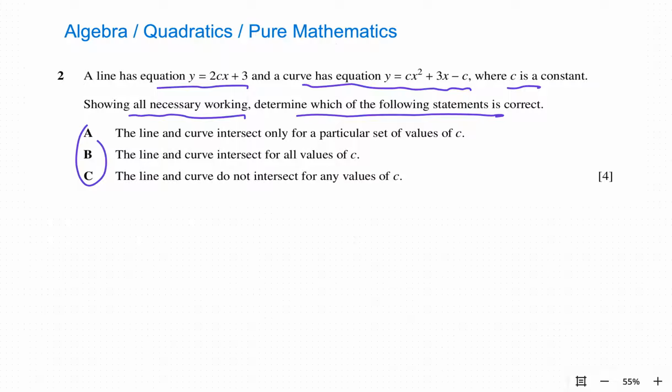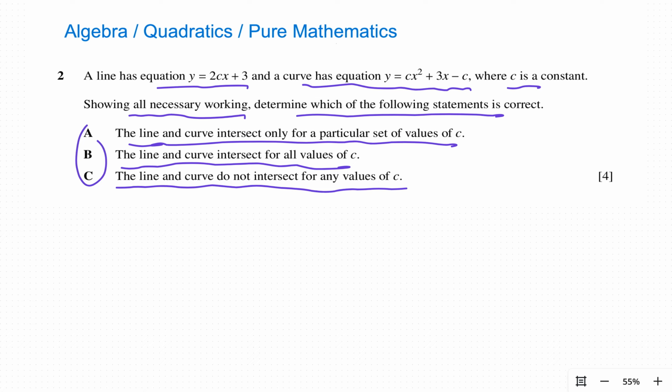Let's read the statements to find out what they are looking for. So the line and curve intersect only for a particular set of values of c, or the line and curve intersect for all values of c. The line and curve do not intersect for any value of c. So obviously the most common thing here is we need to find whether the line and curve intersect. If they do, for all values or some value, or they don't intersect at all.